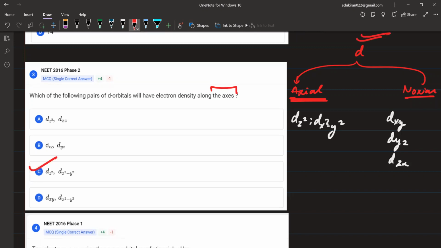Please write this down. D orbitals are of two types, axial and non-axial. The axial ones will have the electron density along the axes only. Where is it for the non-axial ones? Between the axes. They are like this. The non-axial d orbitals are like this, and the axial d orbital dz square is like this, and it has a ring on the plane of xy. dx square minus y square is simply like this. This is the x-axis, this is the y-axis, this is the z-axis, and this you can say is the x-axis or y-axis. Please write this down.